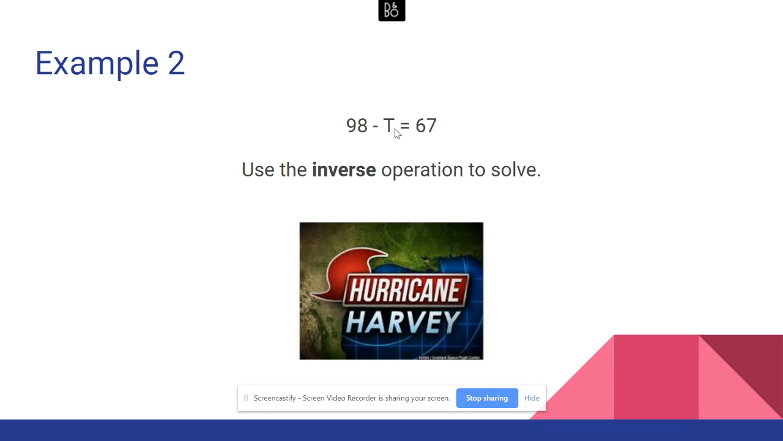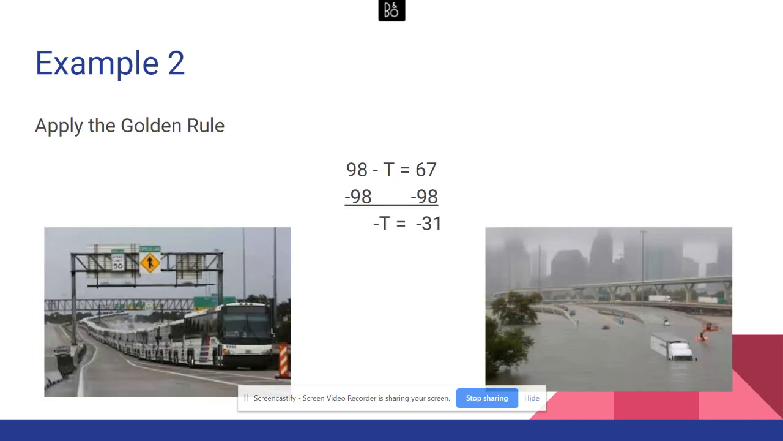Now when we look at this, we're looking at our variable first, right? We want to look at what's next to it. That's a positive 98, and the inverse, or the opposite of a positive 98, is a negative 98. So I have to do a negative 98 on both sides of my equation, or subtract 98. Okay, so subtraction and negative can mean the same thing. All right, so I put that negative 98 on both sides of my equal sign, and then I have to do the math straight down.